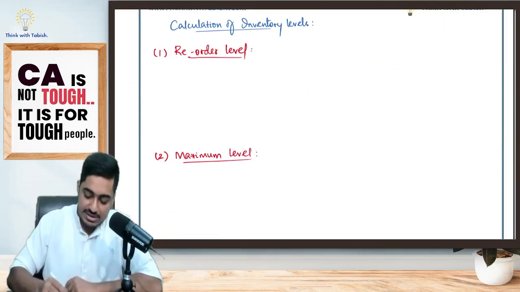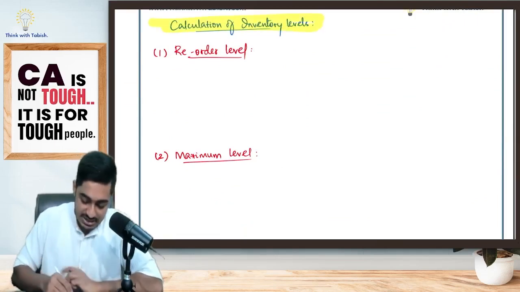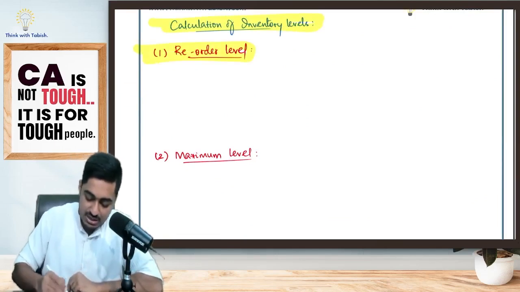Let us continue. Let us calculate the inventory levels. Which inventory levels are required? First, they are asking reorder level. Reorder level is maximum usage rate into maximum lead time.